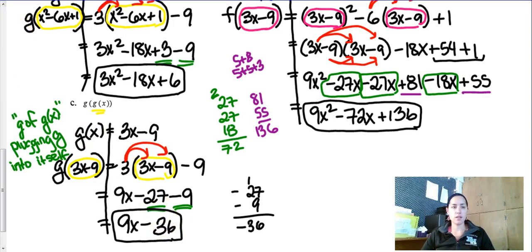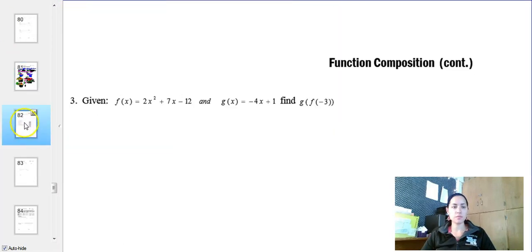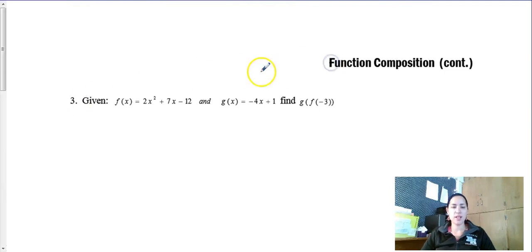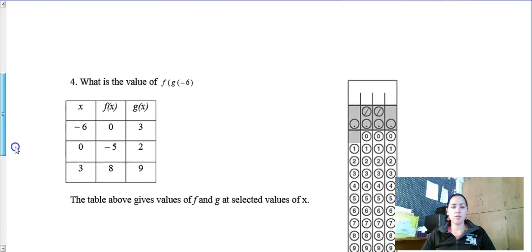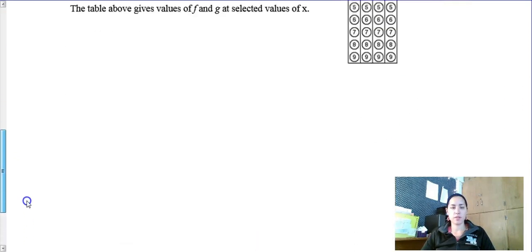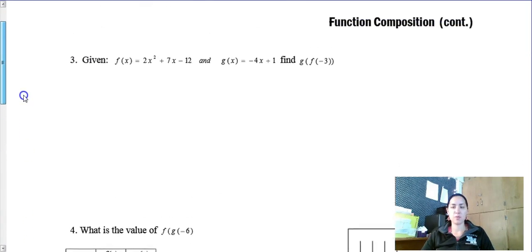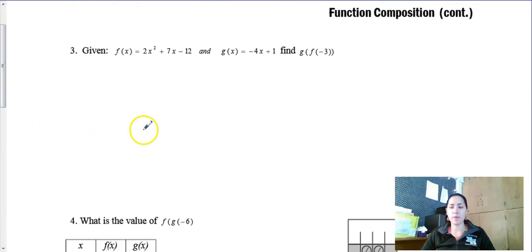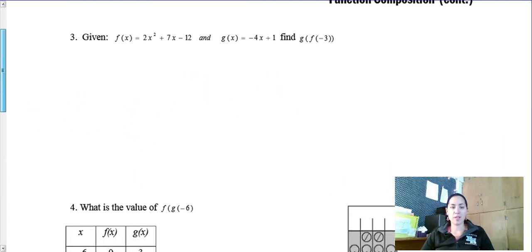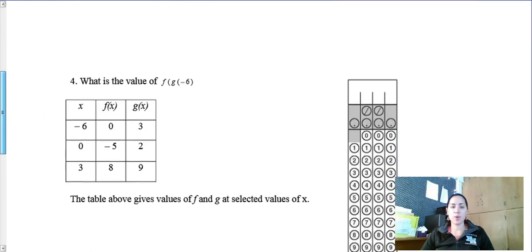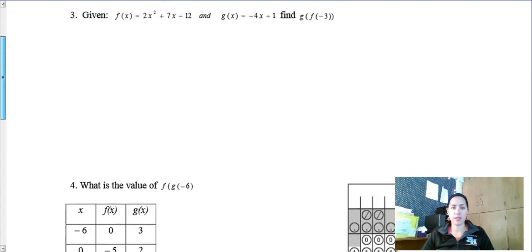Looking ahead, I just want to see. Page 82, numbers 3 and 4 are where we're going to move to. So if you needed a second to wrap up that other example, go ahead and press pause, and then when you're ready, join me on number 3. I'm going to do number 3, and I'm going to leave number 4 for class tomorrow as a really nice SAT question for us to discuss as a group.